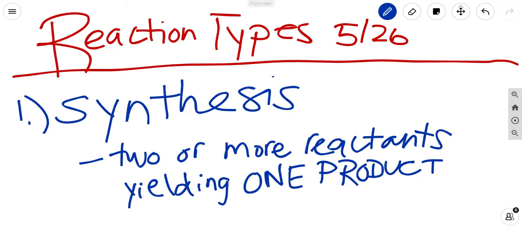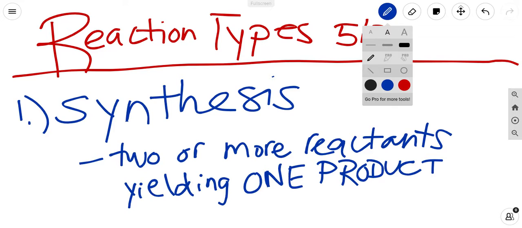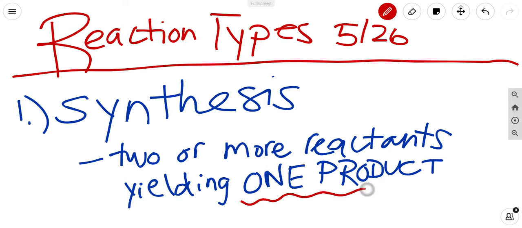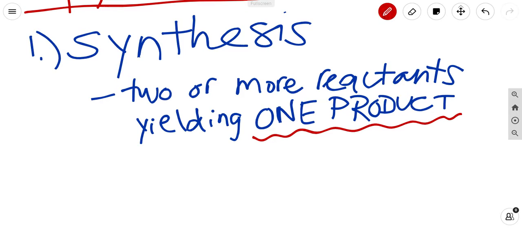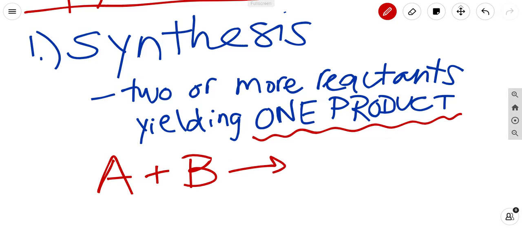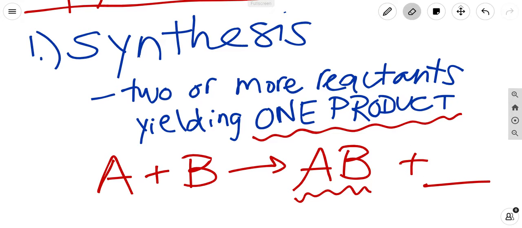I wrote that in capital letters because each reaction type is going to have a key thing, like one thing you're really going to look for. Synthesis has the general equation A plus B, so there are my 2 or more reactants, yielding one product. And this is what you're going to look for: one thing on this side. There's no plus something else. It doesn't exist in a synthesis reaction.